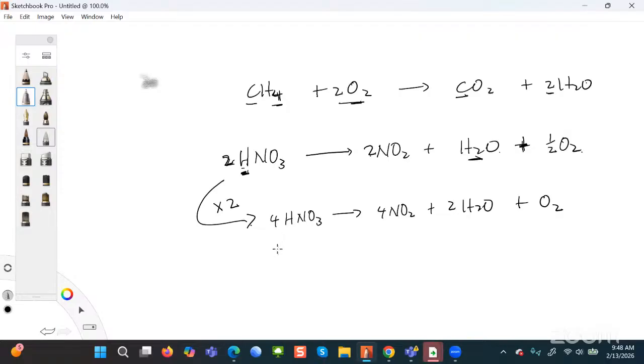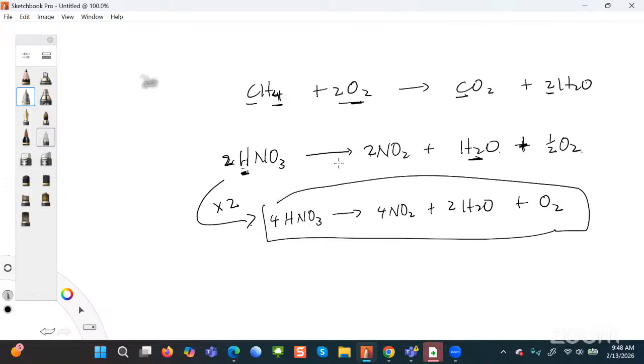Again, we can check to make sure that everything is balanced. So we have 4 hydrogens, 4 hydrogens, 4 nitrogens, 4 nitrogens, 4 times 3, 12 oxygens, 4 times 2, 8, plus 2, 10, plus 2, 12. So therefore, we now know that this equation is balanced. All right? Okay, any questions about this one?